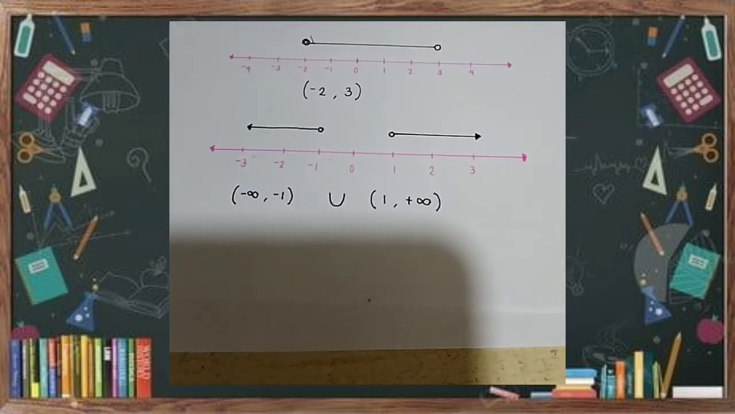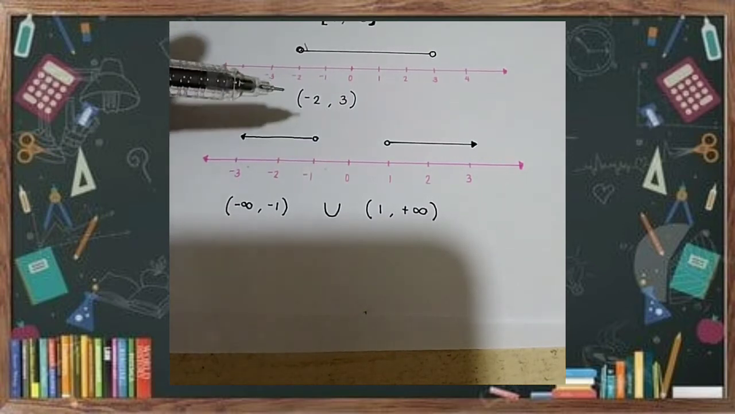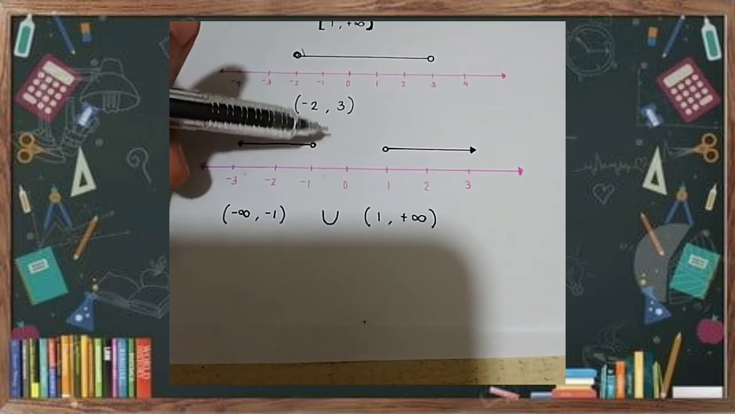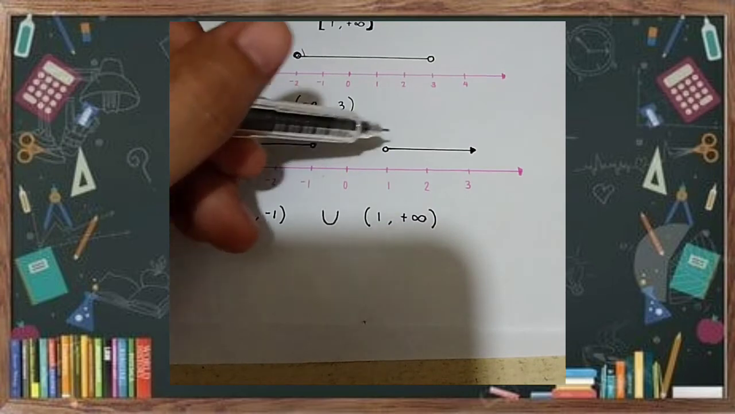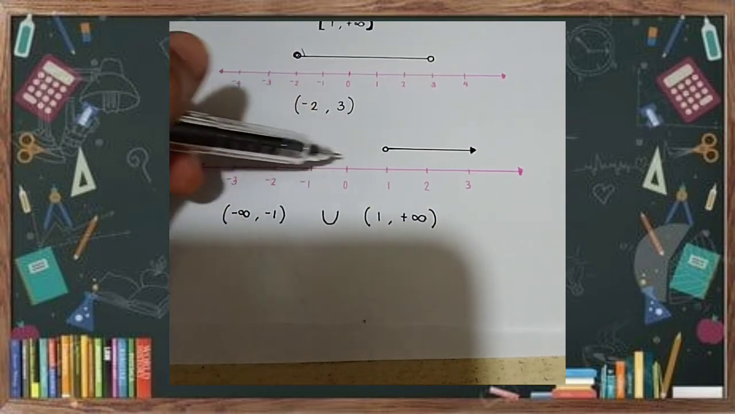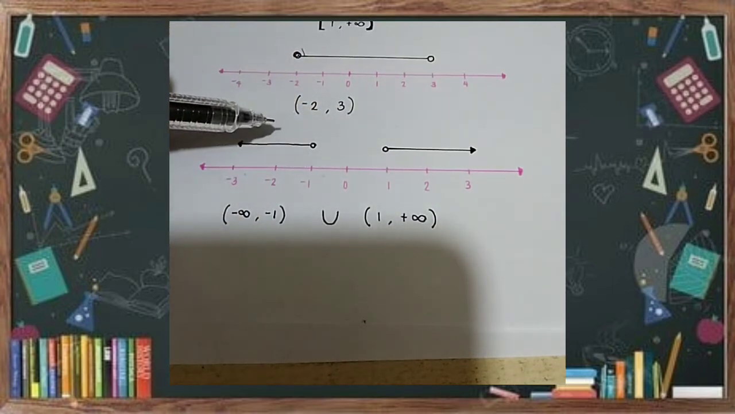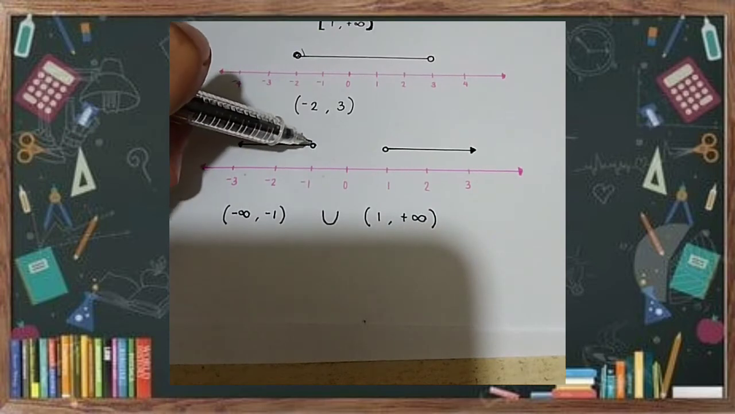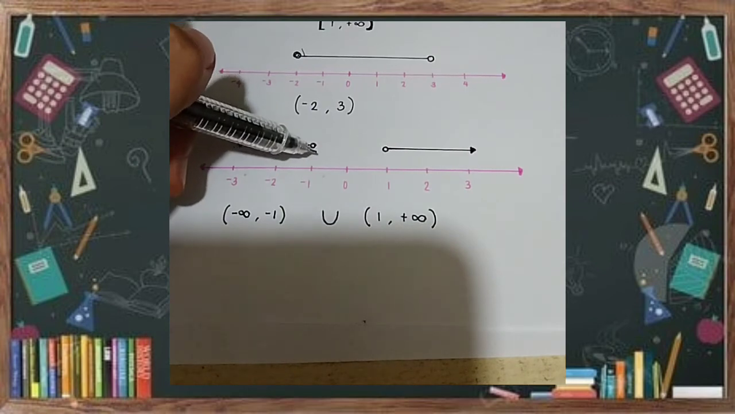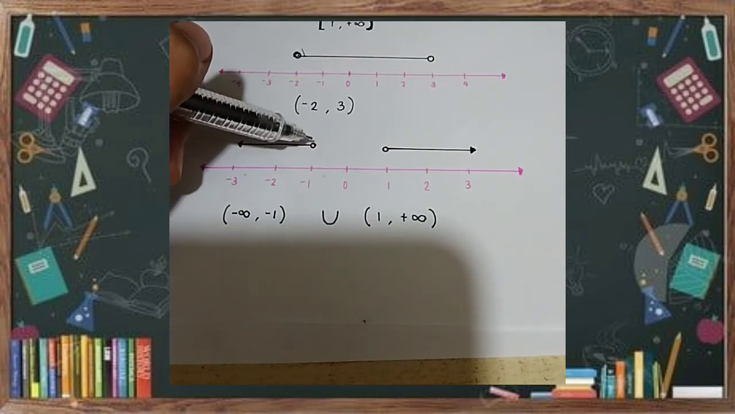Okay, so number 3 example. Meron tayong ditong putol na line, no? Kung saan walang shade yung ating point. So, meaning, hindi siya kasali. Okay? So, ibig sabihin, open interval siya.